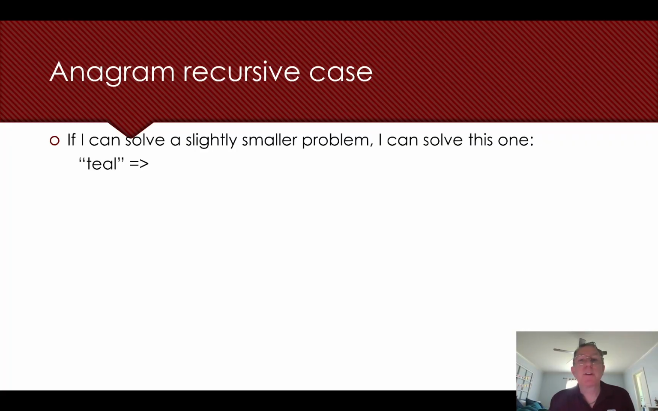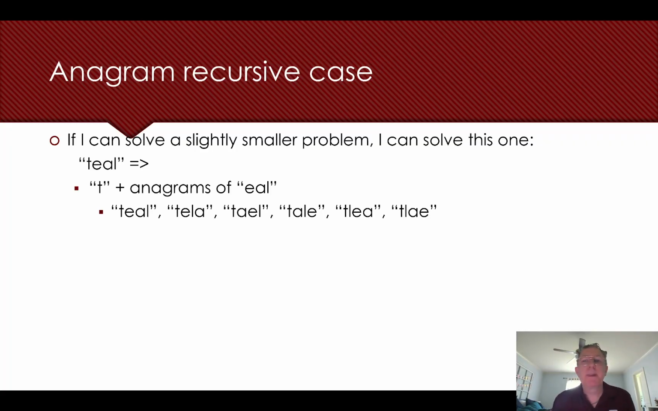The second rule of recursion is, if I can solve a slightly smaller problem, I can solve this one. Consider the word teal. In this case, we'd want to print all of the anagrams of a word of length 4. How could we make the problem smaller? Well, we could remove a letter, leaving eel. If we were able to get all the anagrams for eel, we could put T on the front and have a bunch of anagrams for teal. That's not enough, though, as we miss anagrams like late or leet.